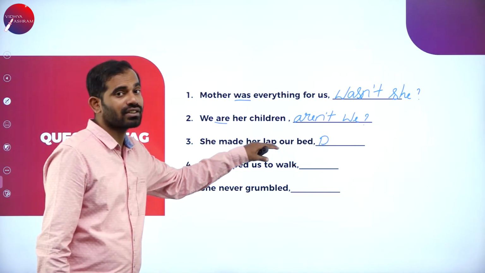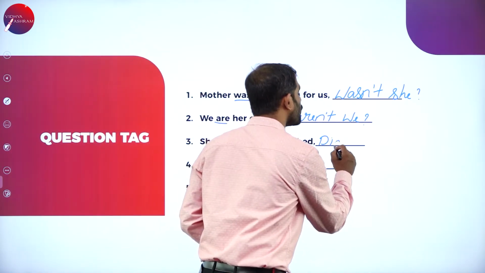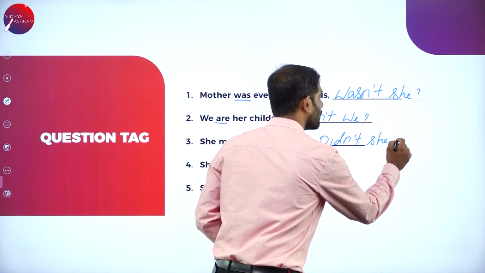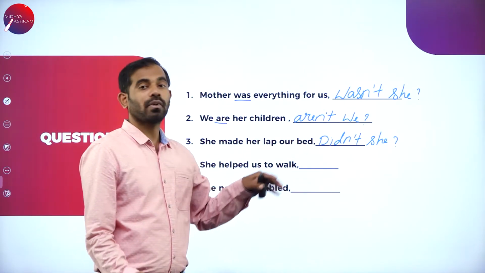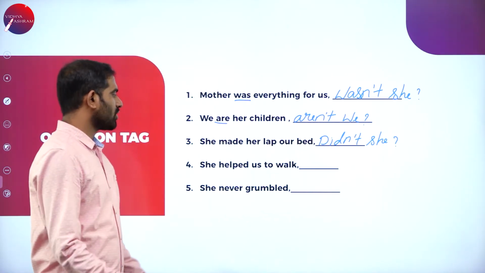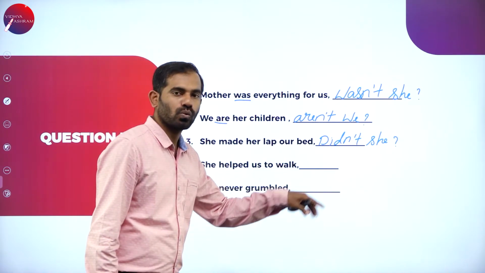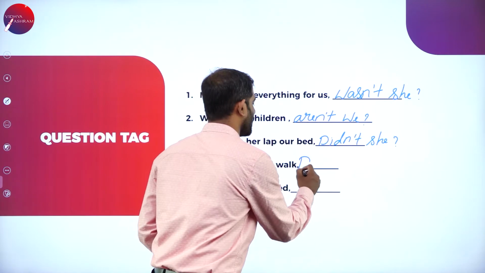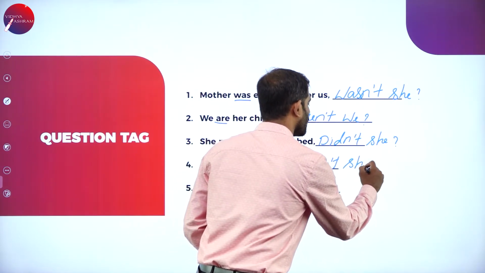She made her lap our bed. So the sentence is positive. The question tag will be negative. Didn't she? She did not make her lap our bed, did she? She helped us to walk. It is positive. So it is didn't she? Again, didn't she?